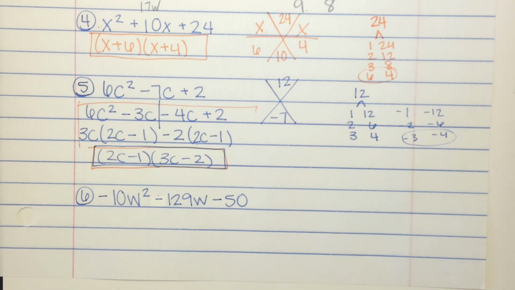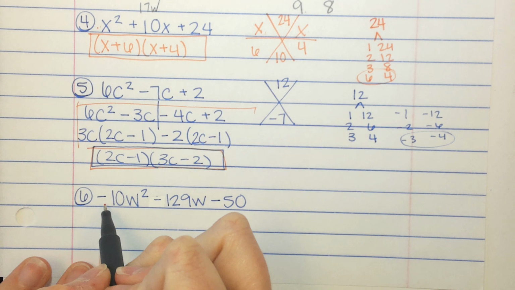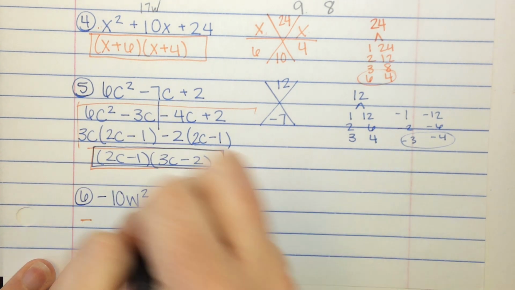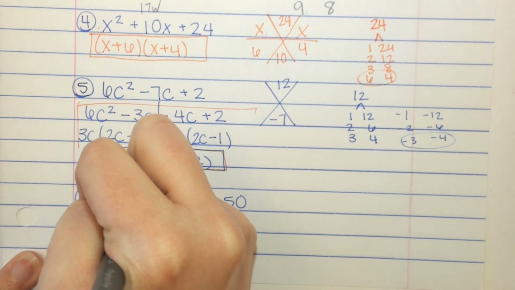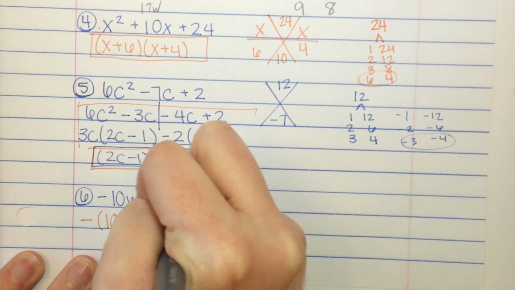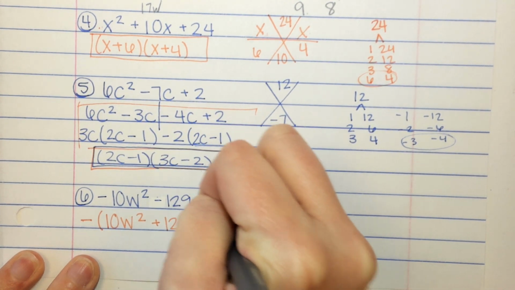Okay, and here's our last example. We have negative 10W squared minus 129W minus 50. So I wanted to do a problem that had some bigger numbers and a GCF. So first, let's look for our GCF. 10, 129, and 50, there's not really anything other than 1, but our leading coefficient is negative, so that means we need to pull out a negative, which will change this to 10W squared plus 129W plus 50.